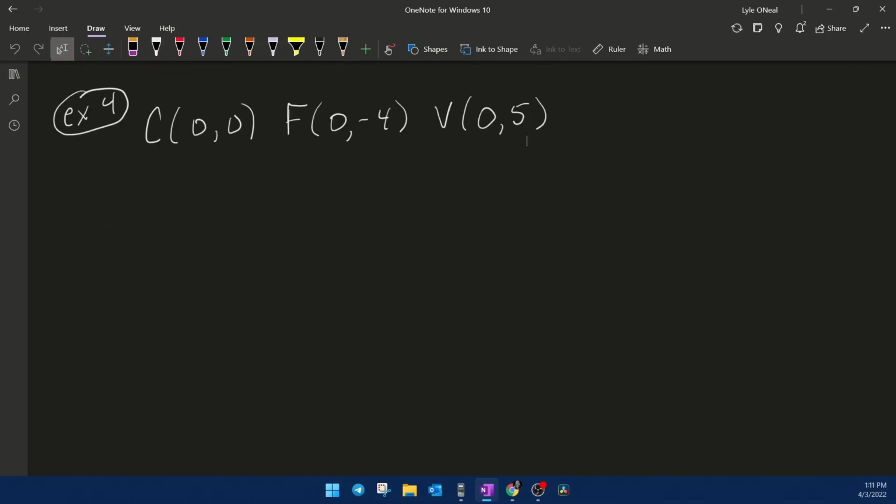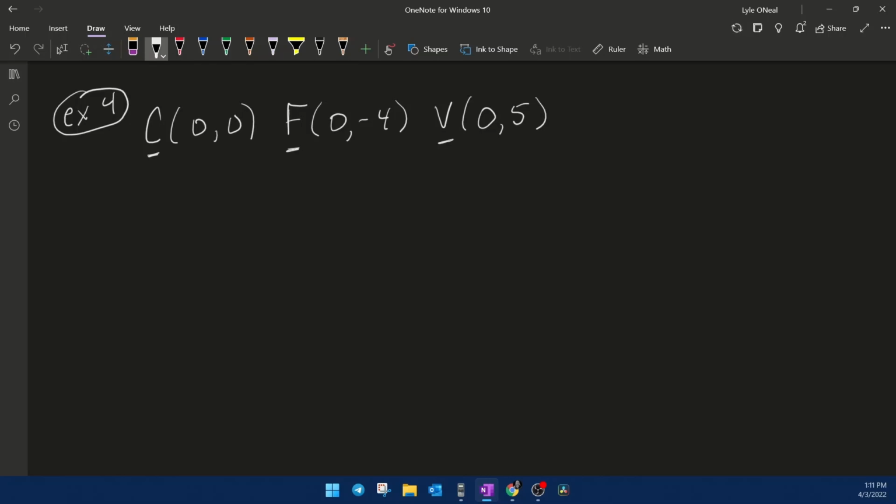For example number 4, now we're going to flip the script where we're given some information about the ellipse and they want us to write the equation. So here we're given that the center is at the origin. We are given only one of the foci, which would be a focus, and we are given only one of the vertices. Now, if they designate an ordered pair as a vertex and they don't indicate whether it's a major or a minor, it's going to be a major, okay? So this is going to be one of our major vertices.